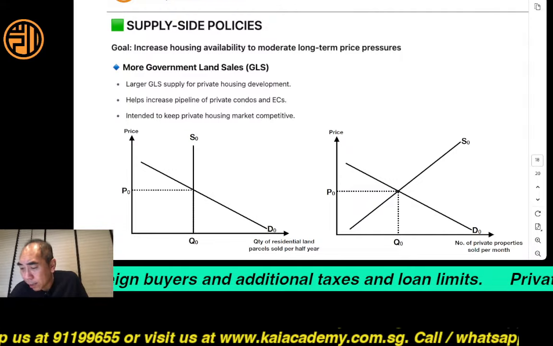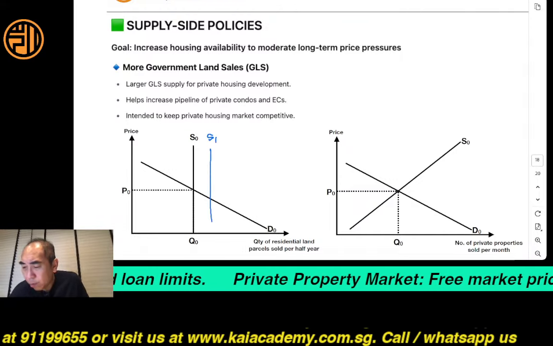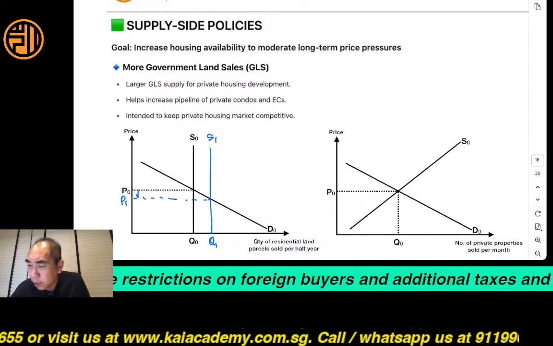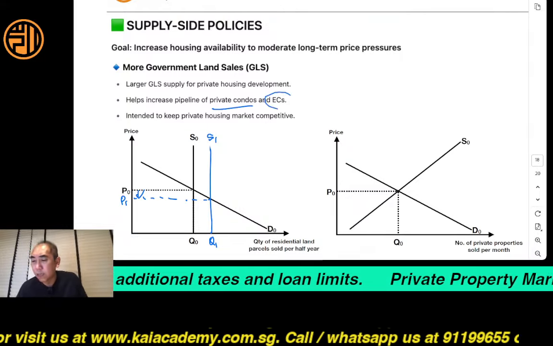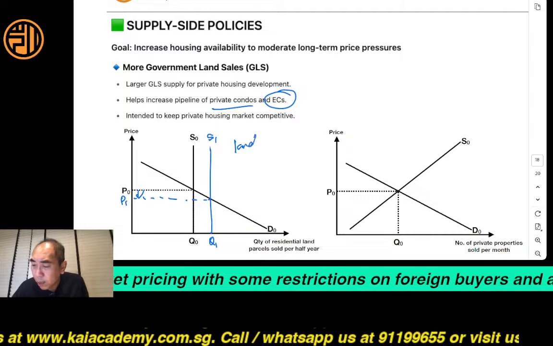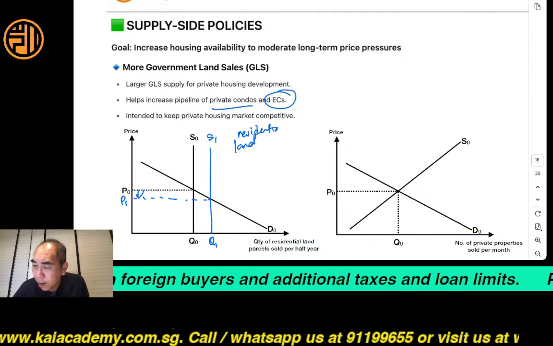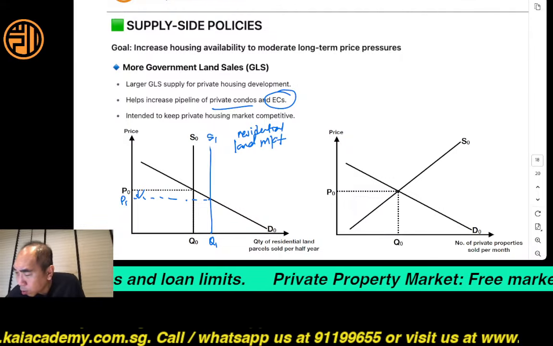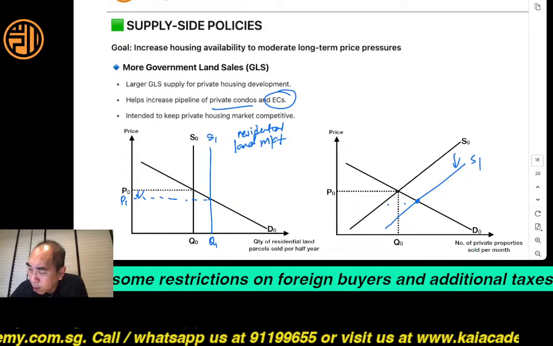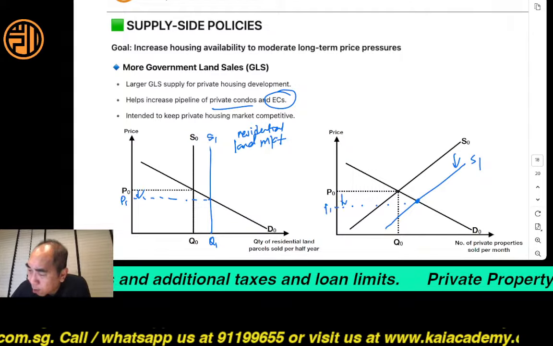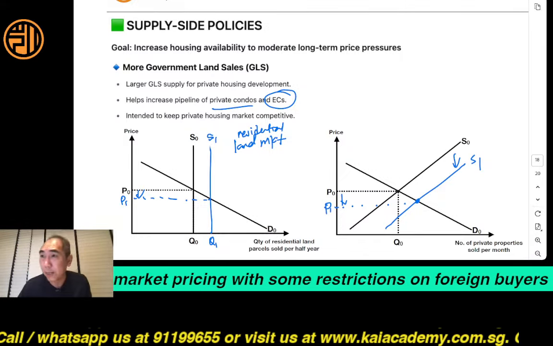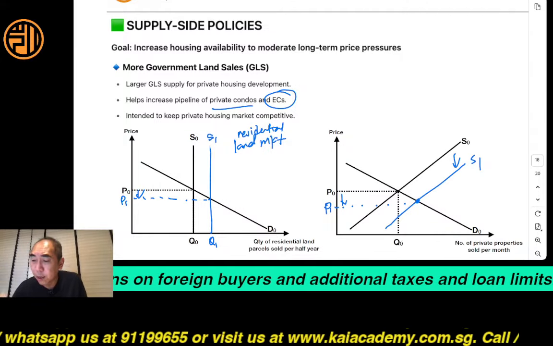So in the land market, an increase in the supply, with more land being released for private property development, will cause the price to fall. Take note that this is not just for private condos, this also includes ECs, right? So with a lowering of the price of land in the residential land market, the cost of producing residential properties decreases, and this will contribute to a fall in prices or easing of the inflationary pressures in the property market. So this is what can be done in the property market in terms of supply side policies.